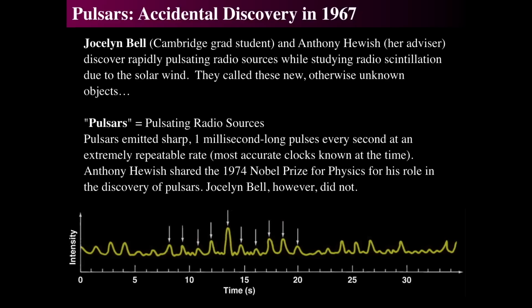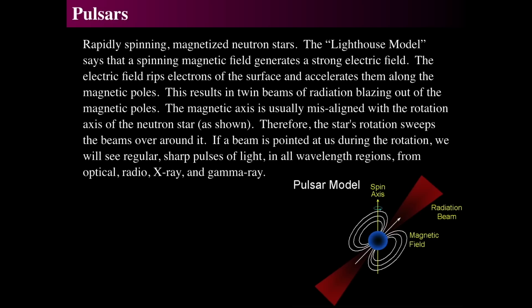Anyway, her discovery and subsequent confirmation by others showed that there were these radio pulses that occurred in very short pulses at extremely repeatable rates. So what they discovered is that this could actually be explained by a pulsar, and they called them pulsars. They explained this by saying they're rapidly spinning magnetized neutron stars.